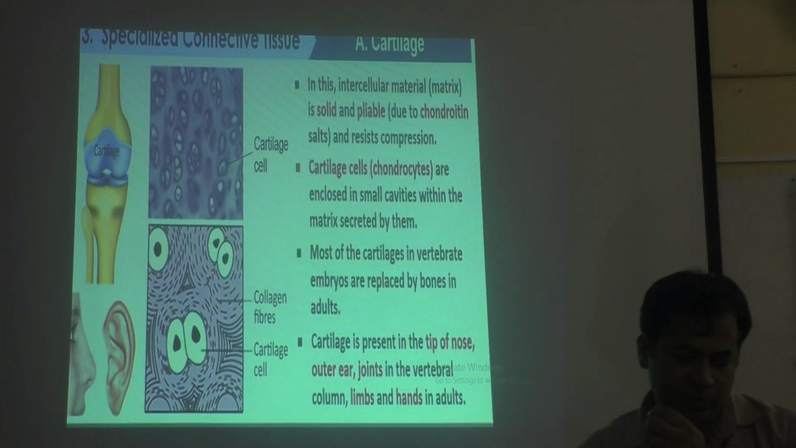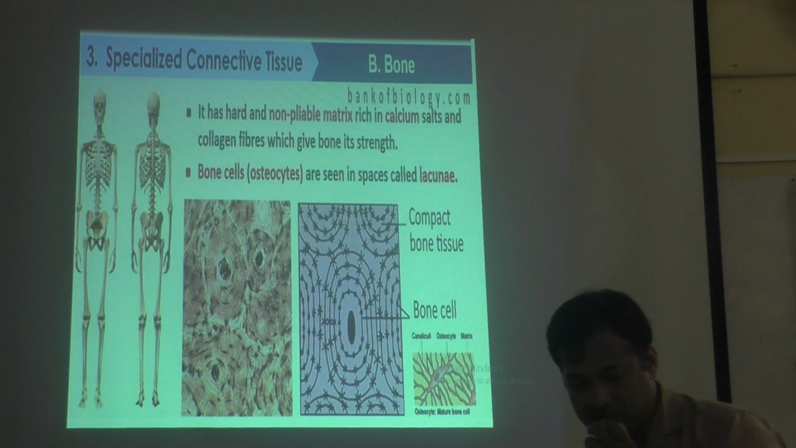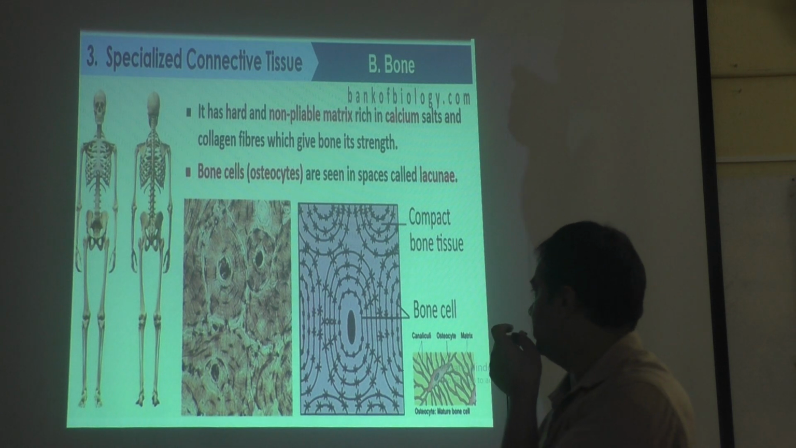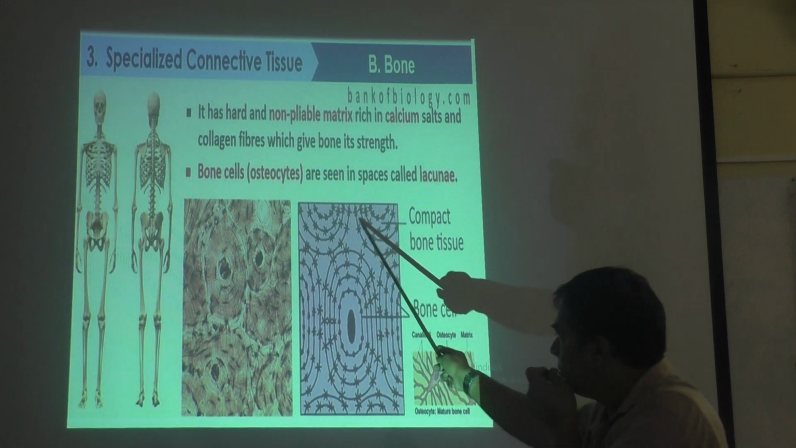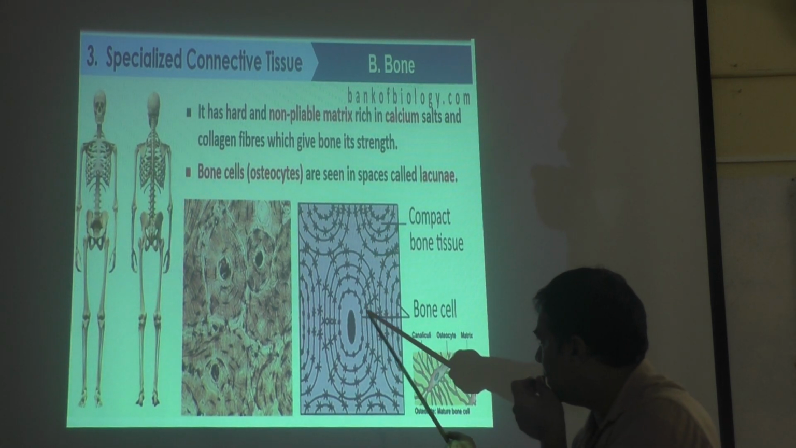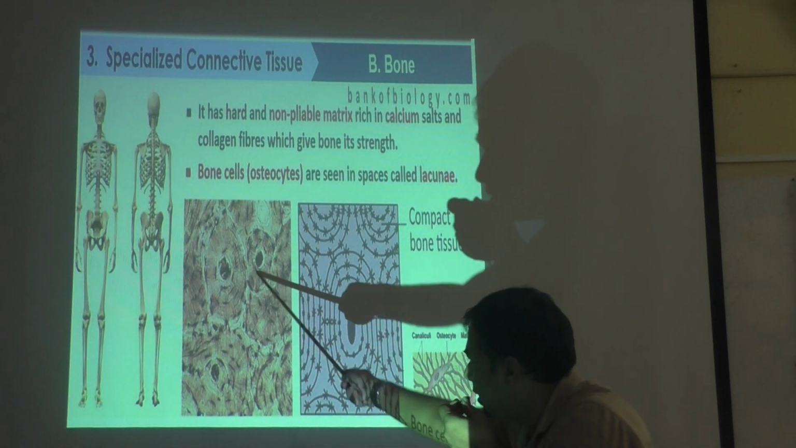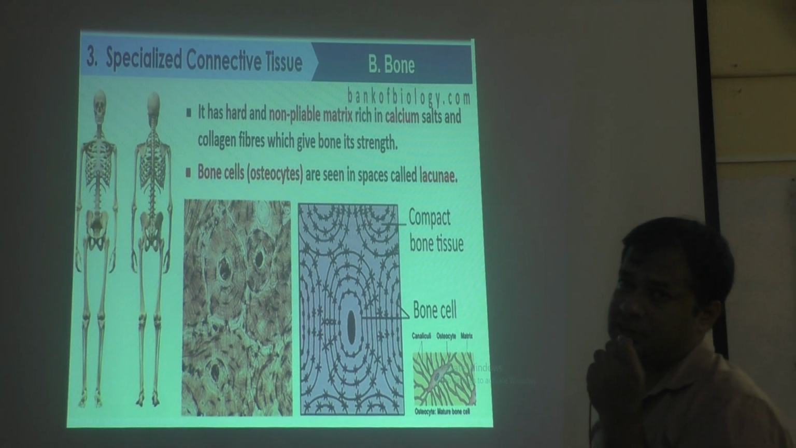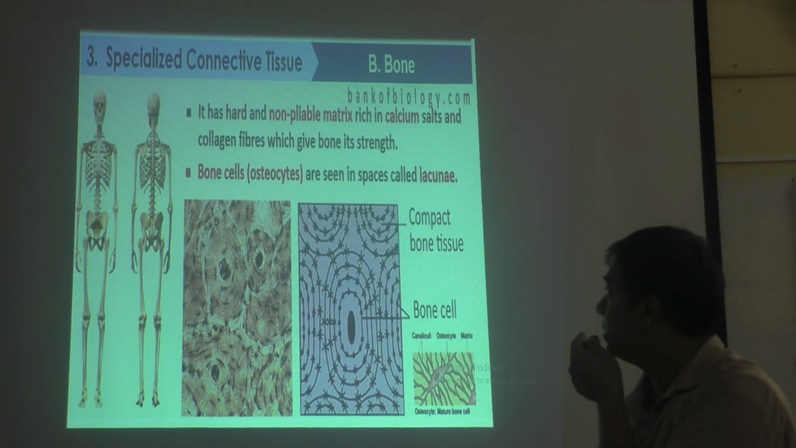This is a special type of connective tissue, so we call it specialized connective tissue. The next is bones. You can see this is a compact bone tissue, and these are all bone cells. Bone cells are called osteocytes. Cartilage cells are called chondrocytes, bone cells are called osteocytes.